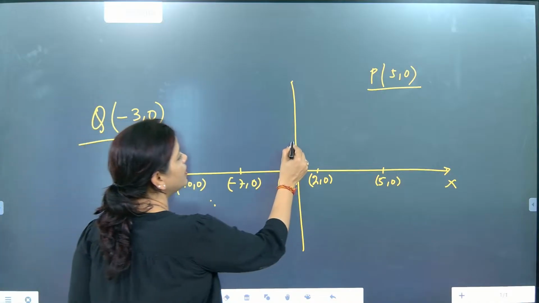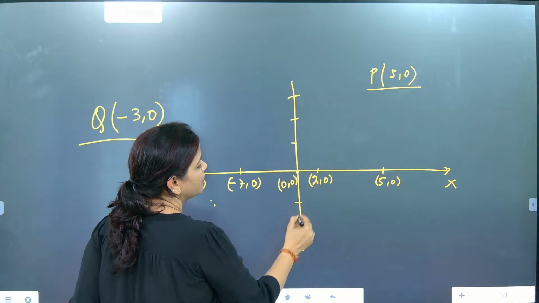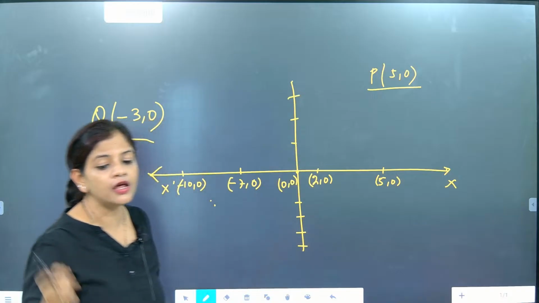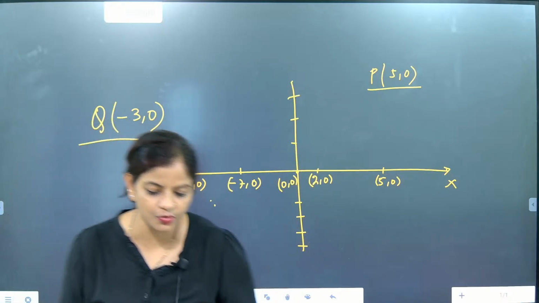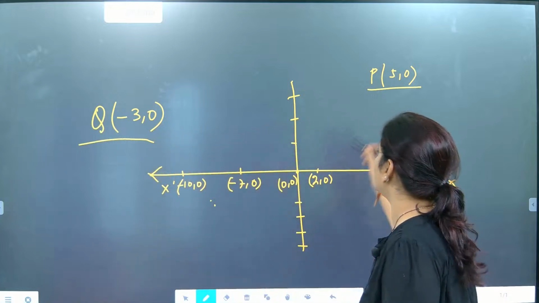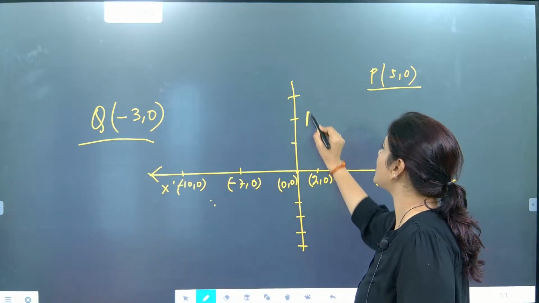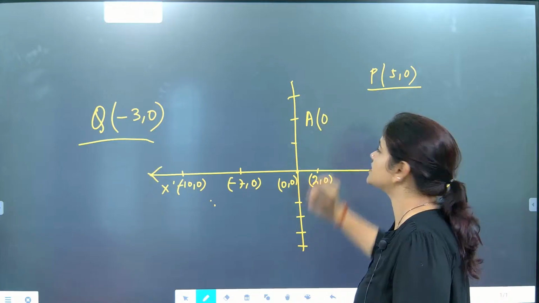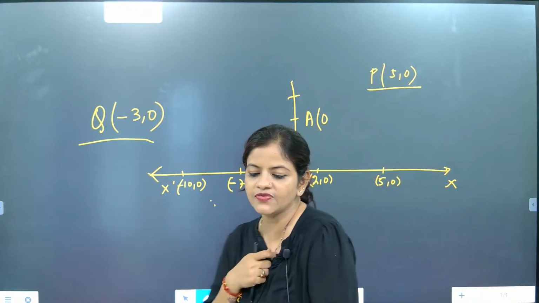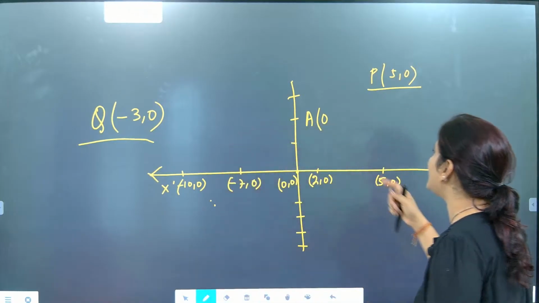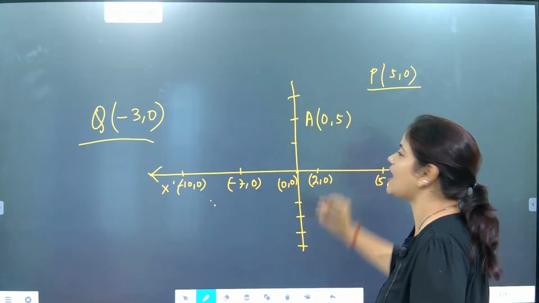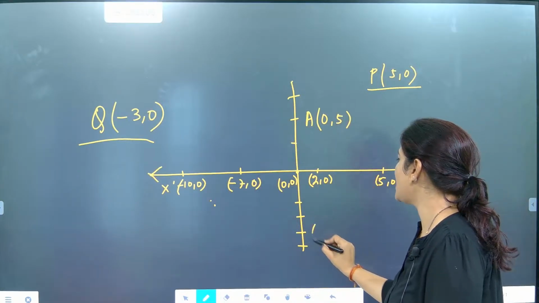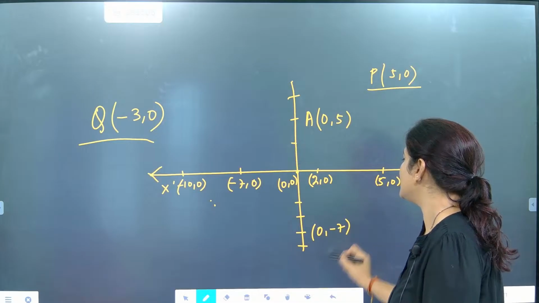So if somebody asks you about points on y-axis, this is the positive side. Now look here. If A is here, the x value will be 0. So on y-axis, x value will be 0. And here it will be 0, comma 5. If somebody asks you 0, comma minus 7.